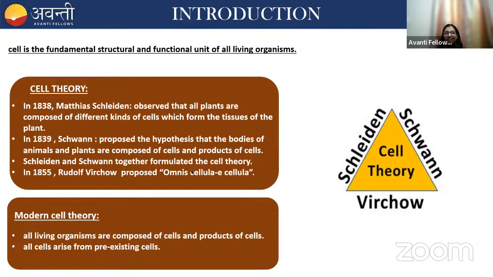But this theory could not explain how the cells are formed, how the cells arise. So there's a third scientist named Rudolf Virchow. In 1855, Rudolf Virchow proposed a statement which says omnis cellula e cellula, which means that all cells arise from pre-existing cells. So today, the modern cell theory is composed of 2 points: that all living organisms are composed of cells and the products of cells, and second, that all cells arise from pre-existing cells.